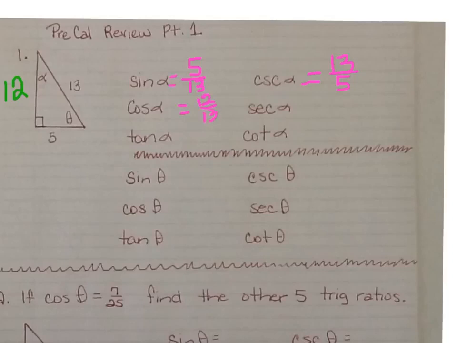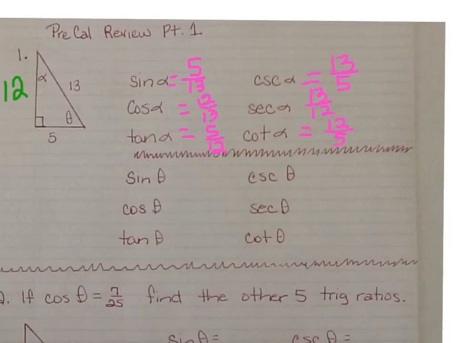That means that secant is 13 over 12. And then tangent is TOA, opposite over adjacent, so that's 5 over 12. And that means that cotangent is 12 over 5.